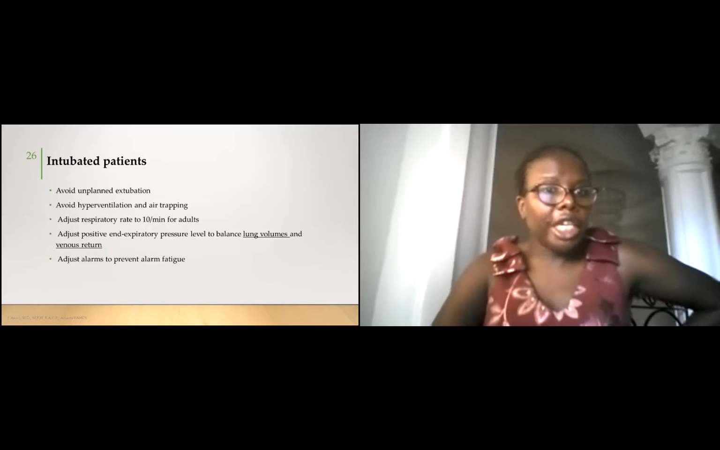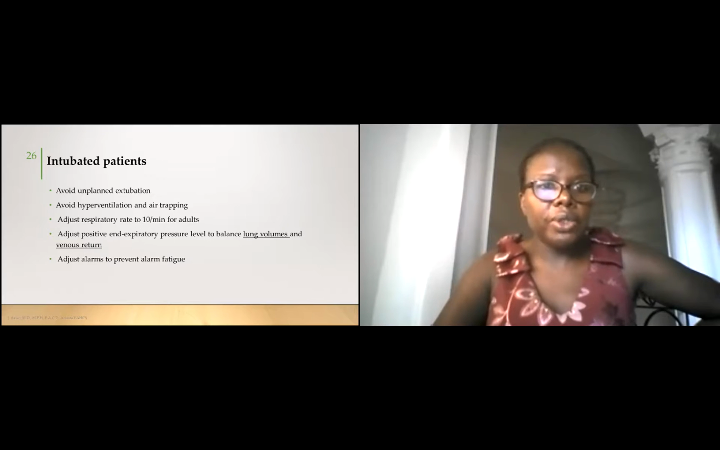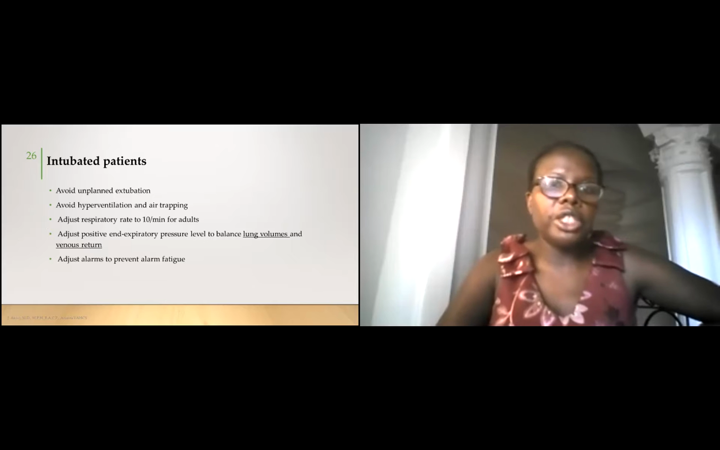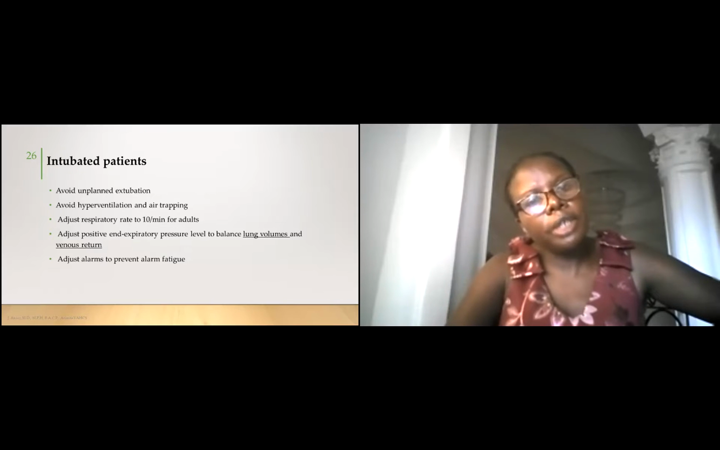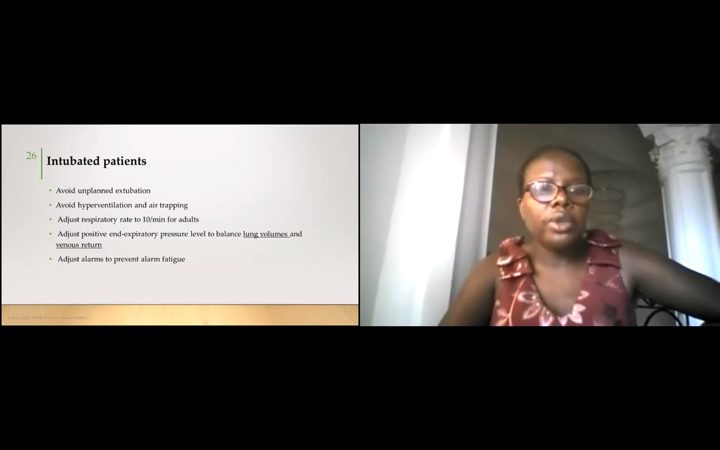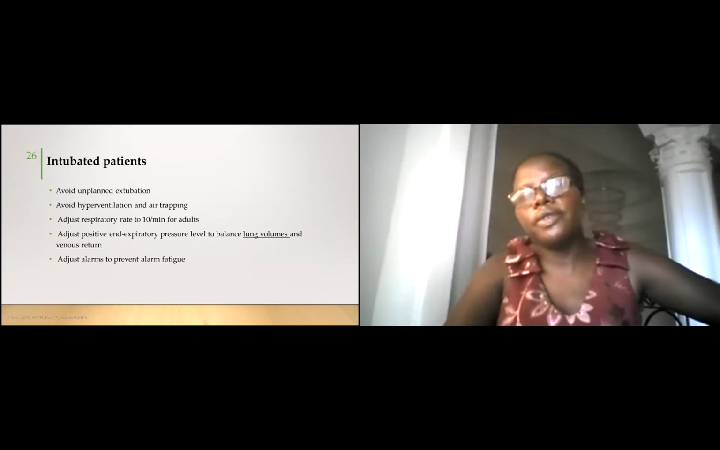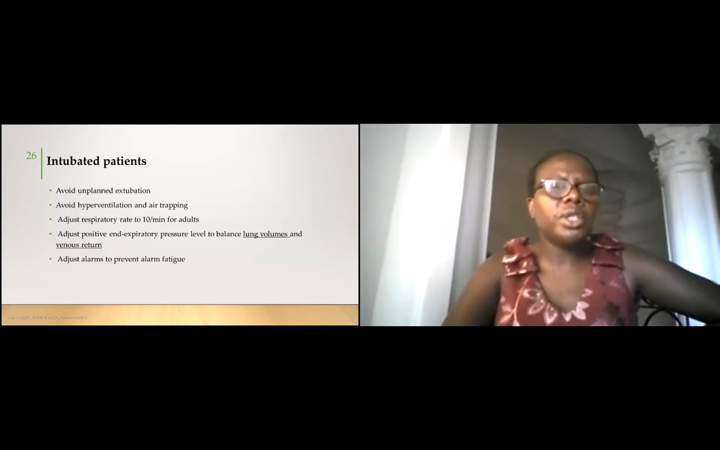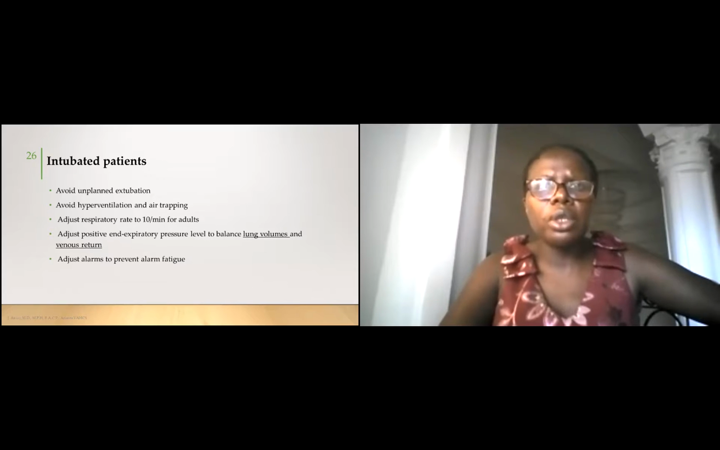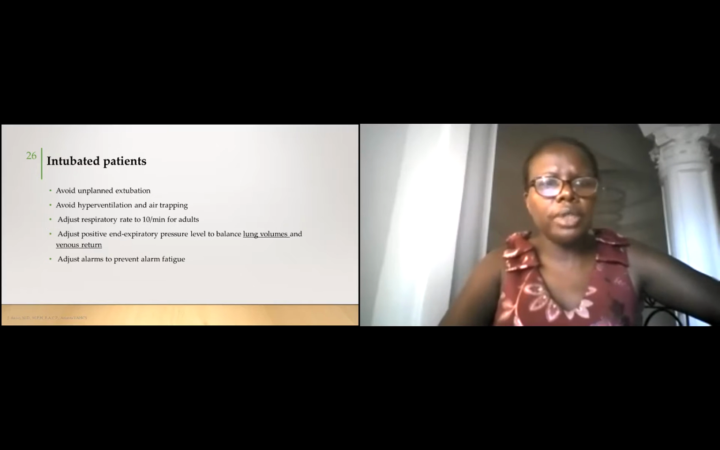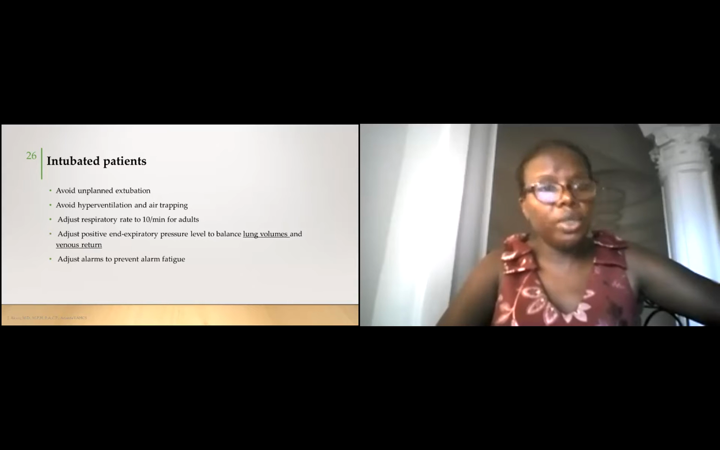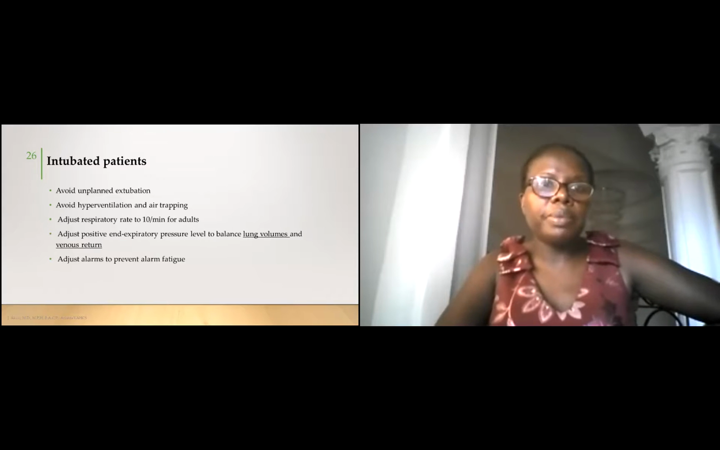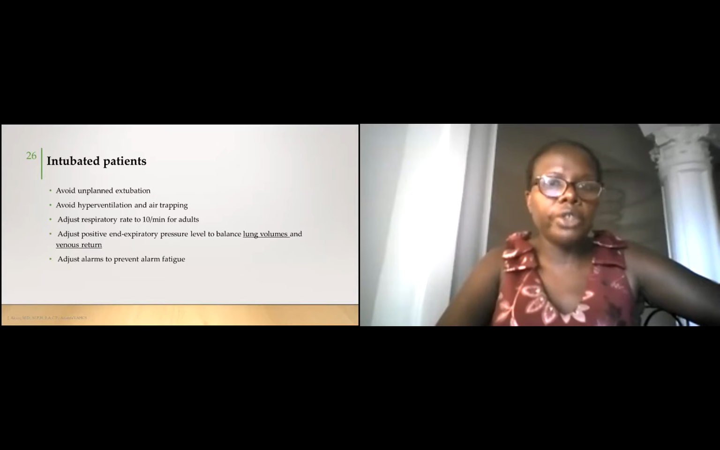Again, if a patient is already intubated, avoid any unplanned extubations, avoid, again, as we said, hyperventilation or any air trapping. You want to adjust the rate to 10 breaths per minute for adults, and you adjust the PEEP, the positive end-expiratory pressure levels, to balance the lung volumes and the venous return, and adjust the alarms. You don't want these alarms to be going off continuously and causing fatigue. And when someone really needs to pay attention to those alarms, people are already fatigued and they don't do that. You want to make sure that you set your alarm at the threshold, which again, if they go off, someone should take it seriously.